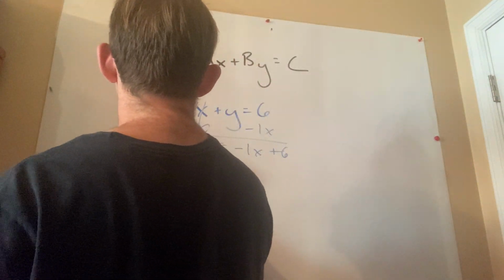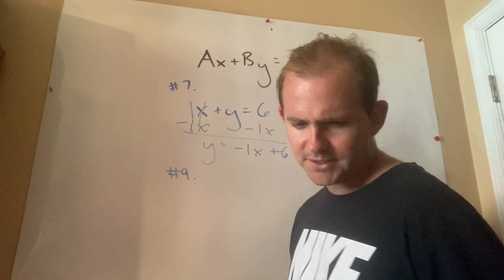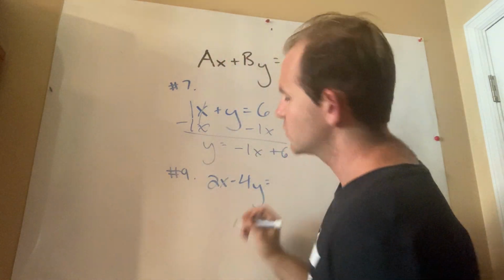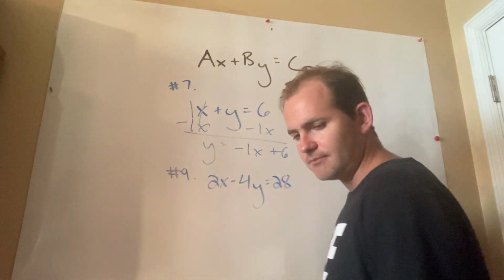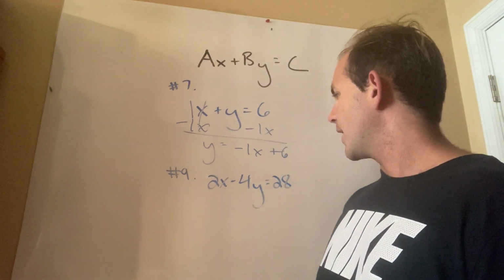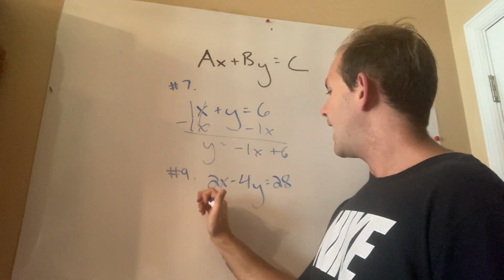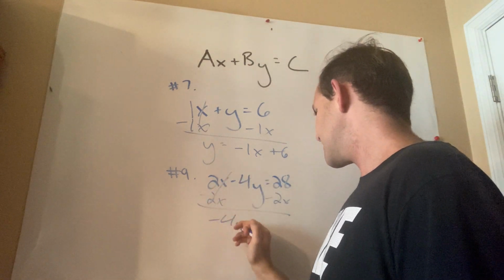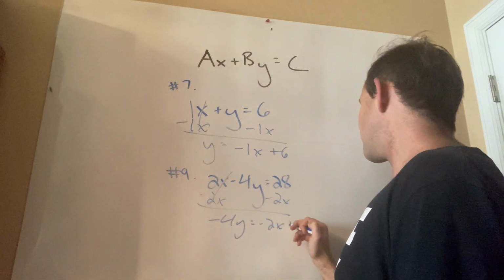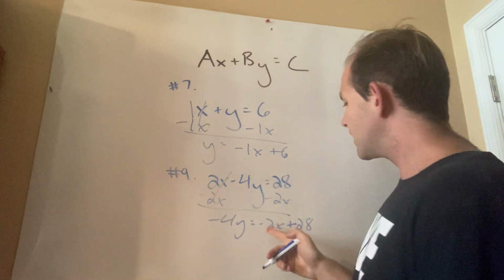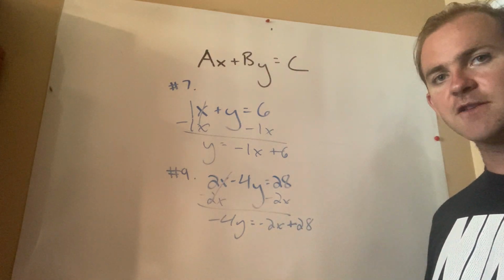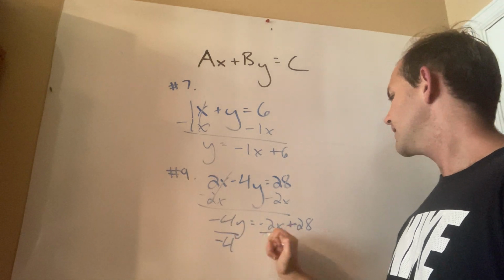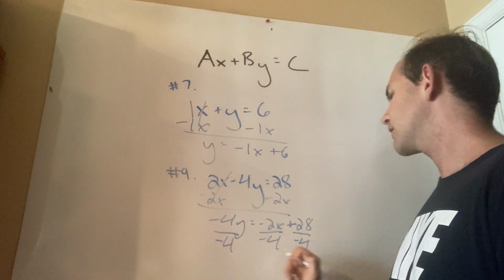Let's take a look now at example number 9. Same basic concept, right? For example number 9, I have 2x minus 4y equals 28. Okay, well, how do I get y by itself? I would start by subtracting the 2x. So let me write that out. So negative 4y equals negative 2x plus 28. Remember, the reason I wrote it like this is the commutative property. The commutative property lets me switch around a plus sign. And then to get rid of a multiplied negative 4, I divide everything through by negative 4.